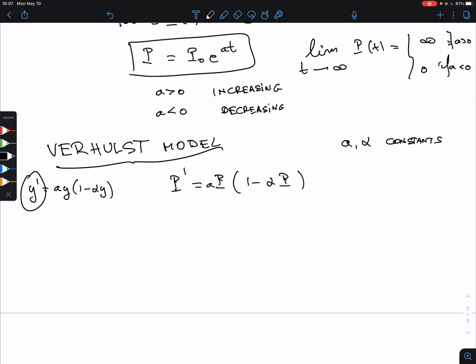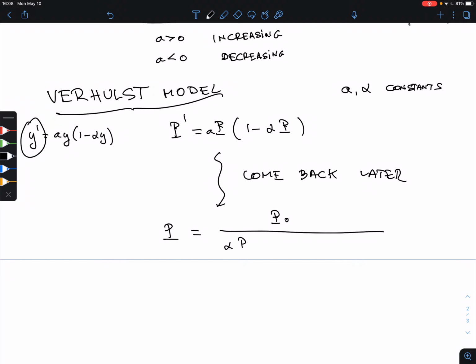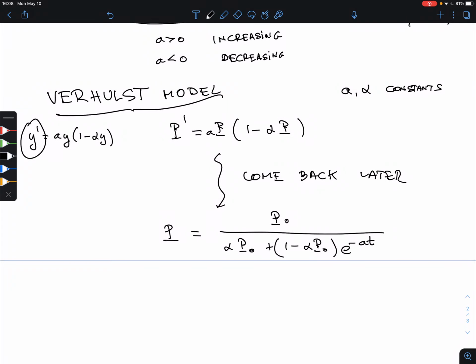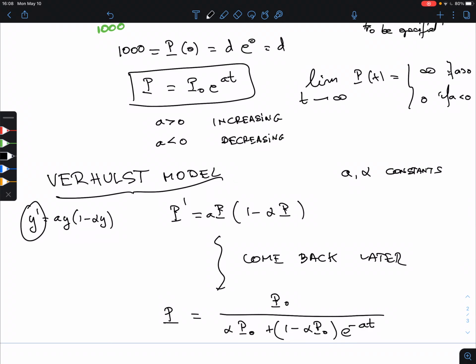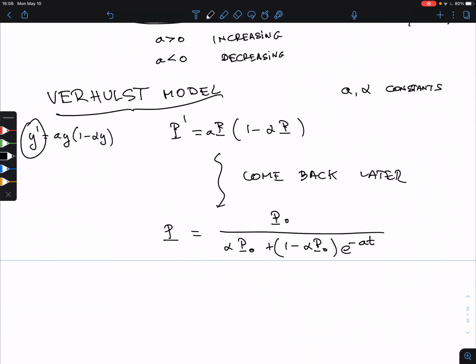So this is the model that is proposed, and we can actually write down a solution. We'll come back later to see how this is done, but I'm going to write down the solution. The solution is of the form P0, the initial population. Remember, that's what it stands for. Divided by P0 times alpha plus (1 minus alpha P0) e to the minus A t. It looks different, right? It looks more complicated than our original formula that we had here. This is the original one, so this is the naive model, if you want. This is the Verhulst model, and this is often considered a good first approximation.